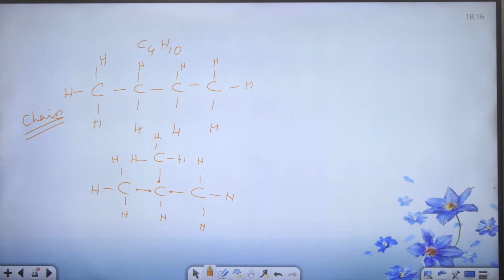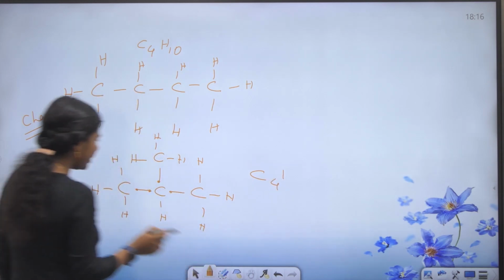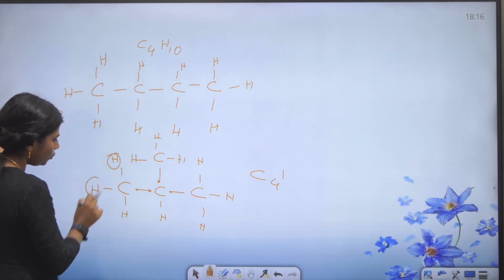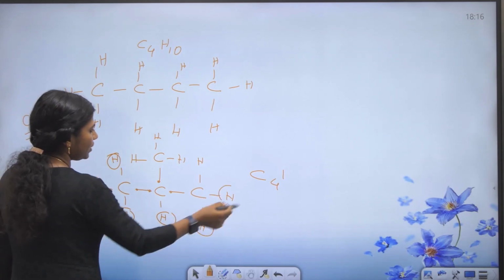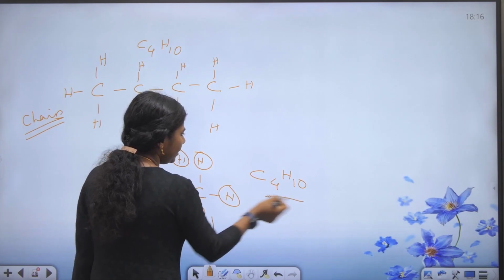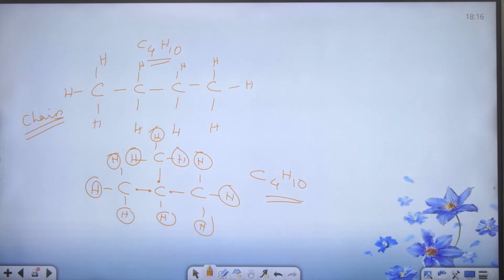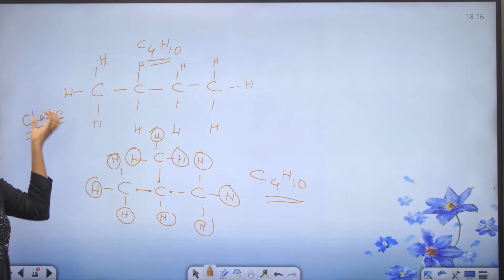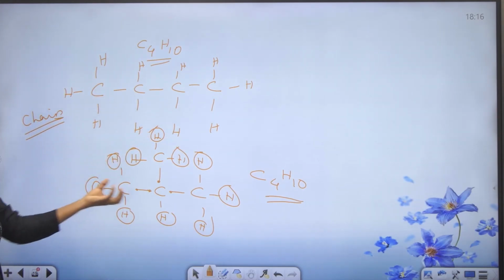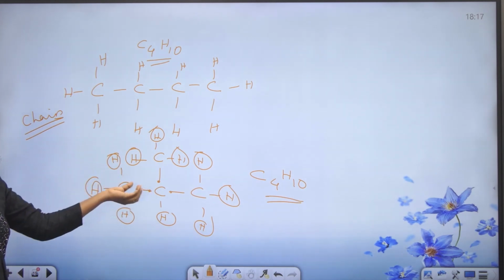And the molecular formula of this structure is also C4. Count the hydrogen atoms: 1, 2, 3, 4, 5, 6, 7, 8, 9, 10. C4H10. This is C4H10 and this is also C4H10. Both molecules have molecular formula C4H10. But the first molecule is a chain molecule, carbon atoms connected like a chain. And the second molecule is a branched molecule. It's not a chain.